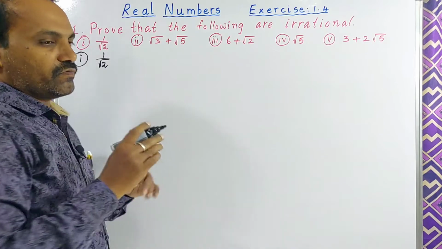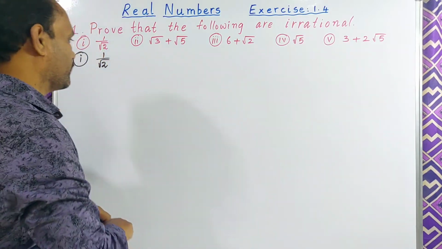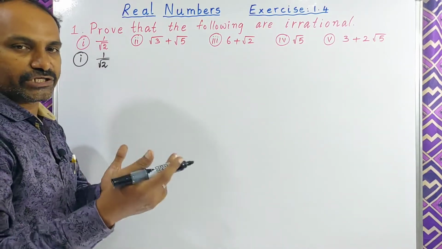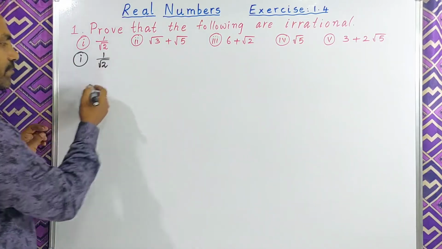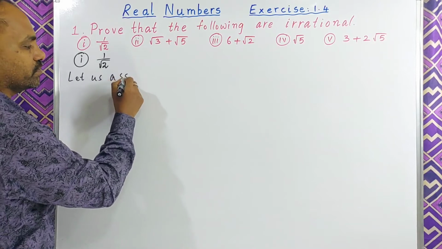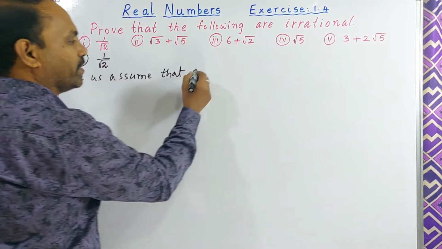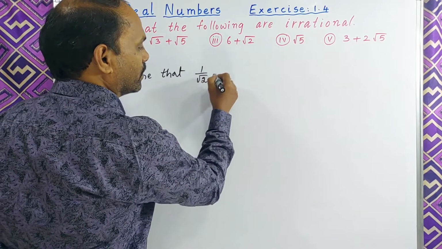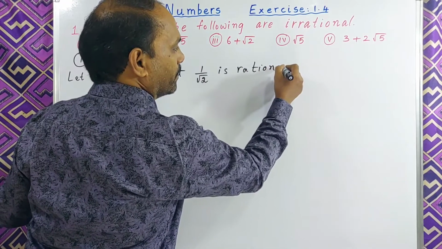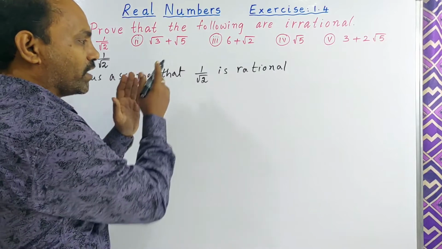For proving this we are going to follow the assumption rule. Here, 1 by root 2. Let us assume that this 1 by root 2 is a rational number. Okay, this one is rational. Now 1 by root 2 is rational.